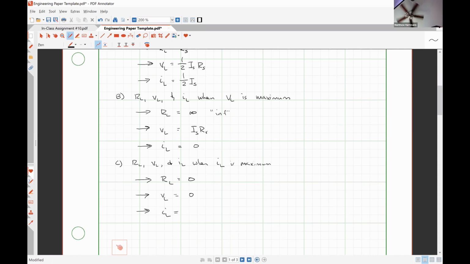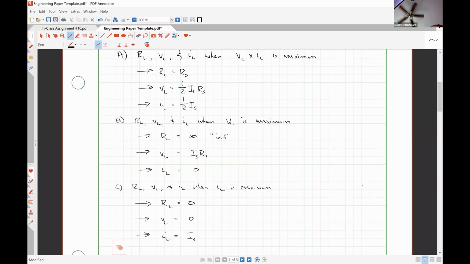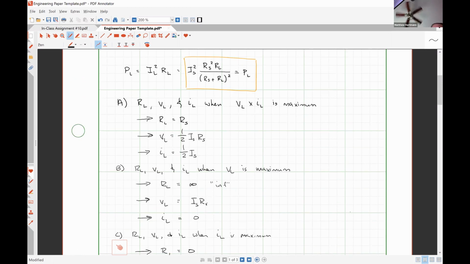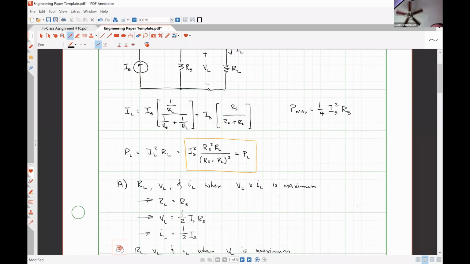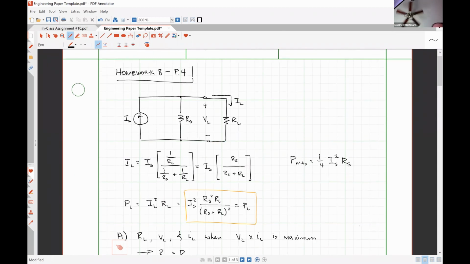What will the value of IL be if RL is a short circuit? IS. Yeah, all of the current will flow through the short. None of it will branch off and flow through our resistor. And that is homework 8, problem 4. So it's just taking what we know about power transfer and applying it to a practical current source. Any further questions on homework 8 or any homework problem actually?